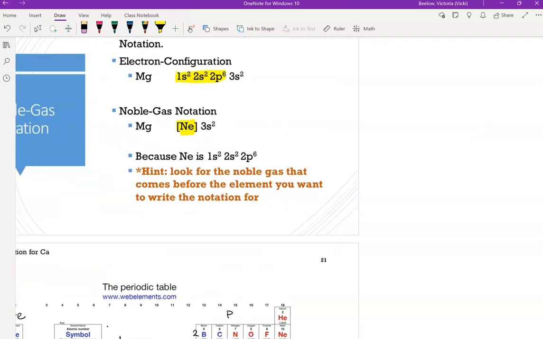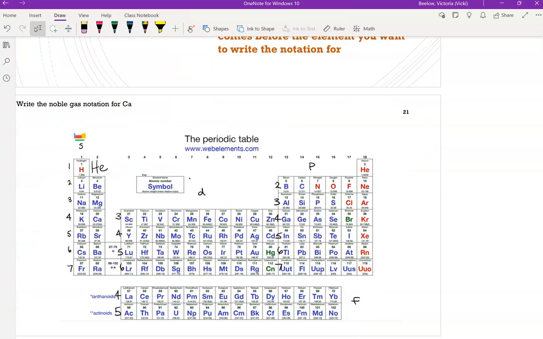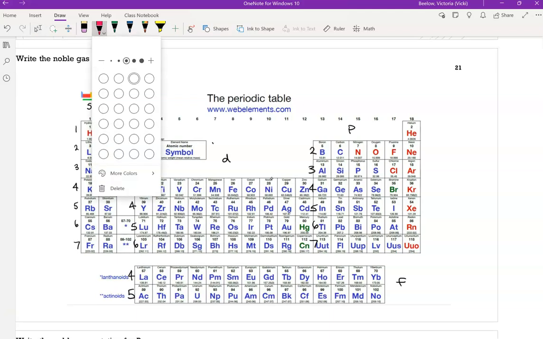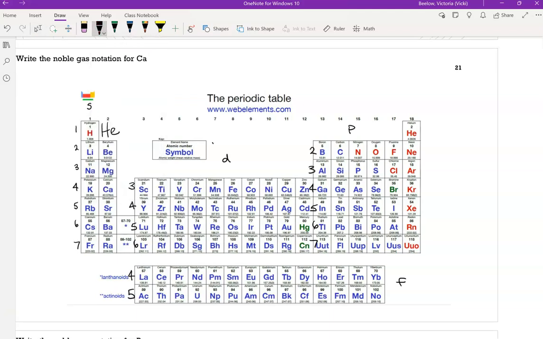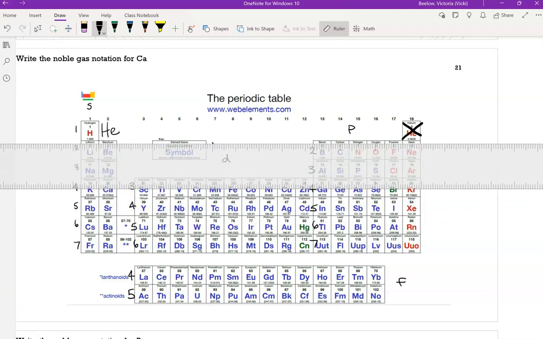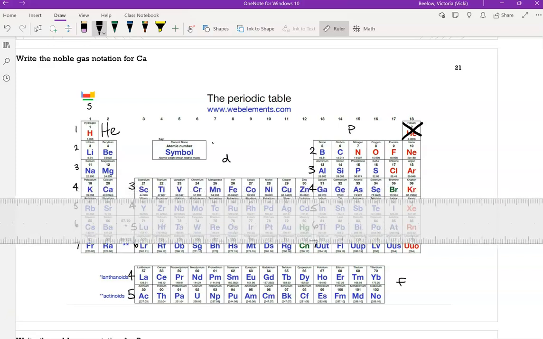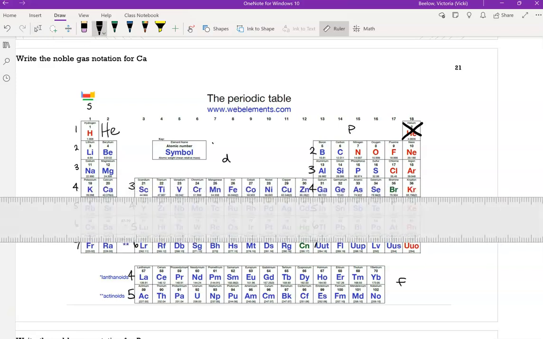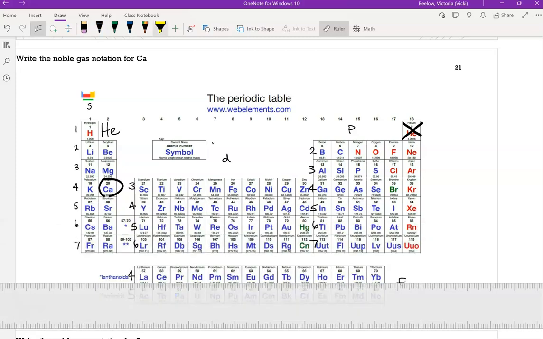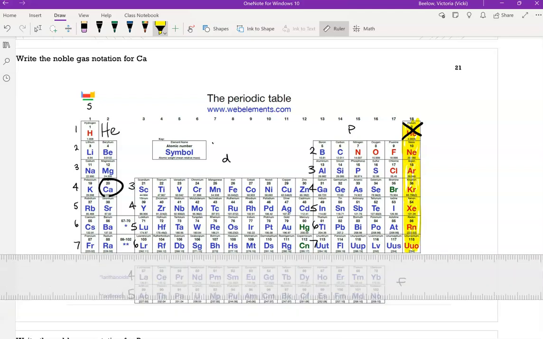So the hint is to look for the noble gas that comes before the element you want to write the notation for. Let's do an example here with calcium, and we're going to write the noble gas notation for that. I first find calcium, which is right here, and I'm going to look for the noble gas that comes before it. Again, I'm just going to highlight them. These are the noble gases.